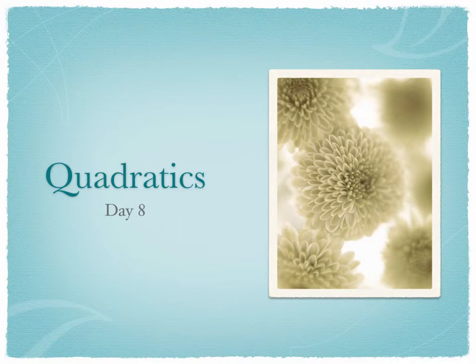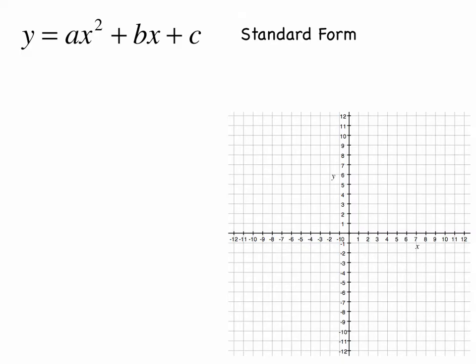Today we're going to learn how to graph quadratics in standard form. So this is what standard form looks like, y equals ax squared plus bx plus c. And here's our first example, y equals x squared plus x minus 6. Our a value here is 1, it's in front of the x squared. Our b value is also 1, it's in front of the x. And our c value is negative 6.